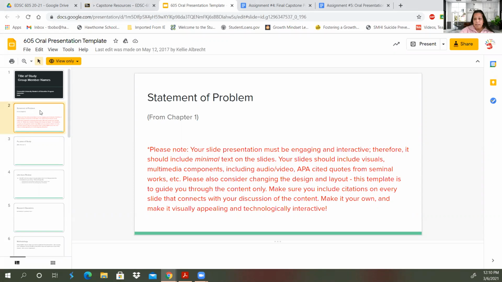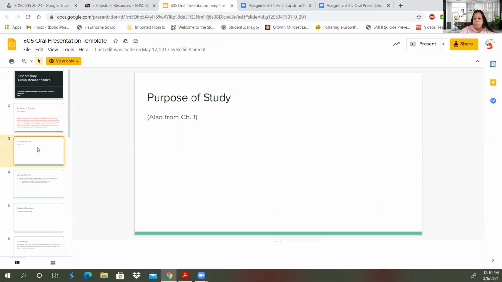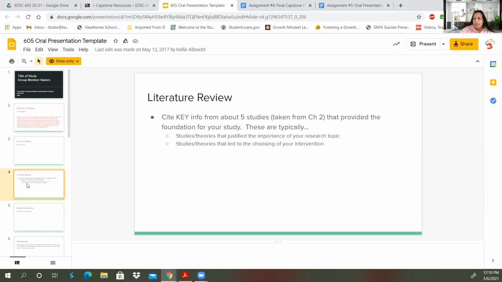Slide 2 is a statement of the problem. You're copying that from your chapter 1. Slide 3 is the purpose of your study, which is also from chapter 1. Slide 4 is the literature review, and you're going to cite key information about the studies that were taken from chapter 2 that you did, and the foundations for your study. So like the theories that help to justify you getting to the answer of your research question.